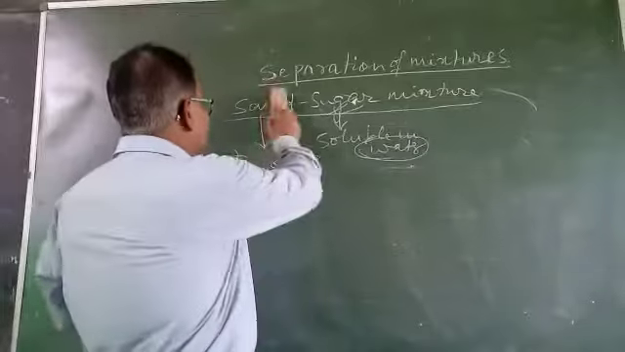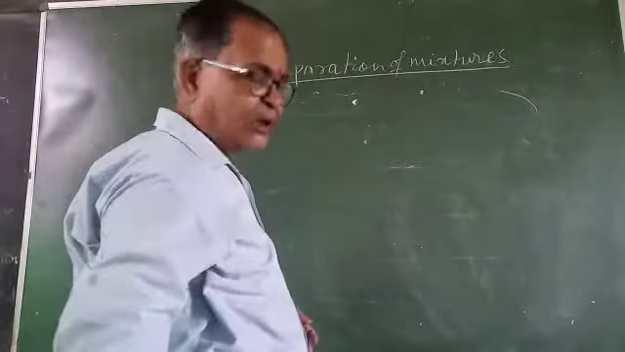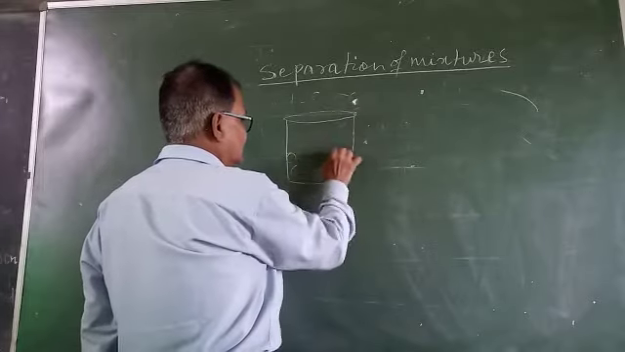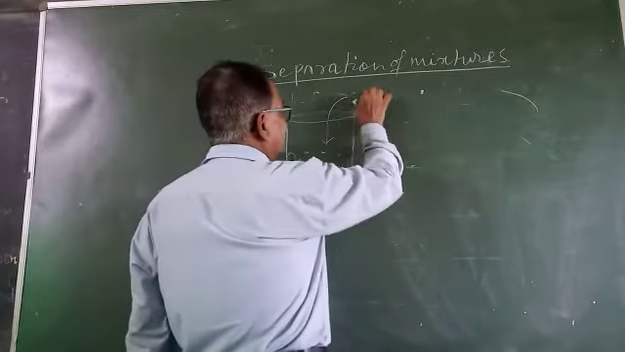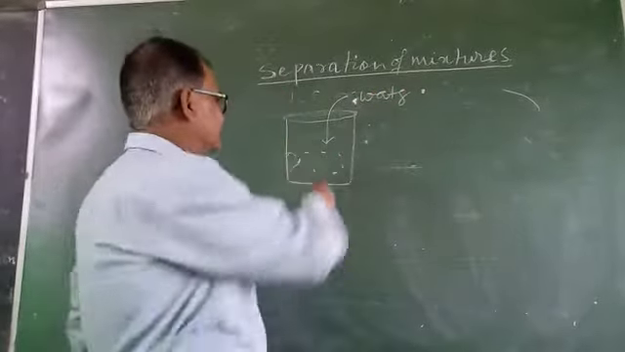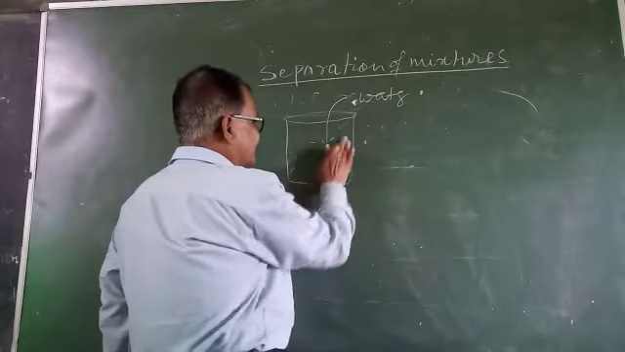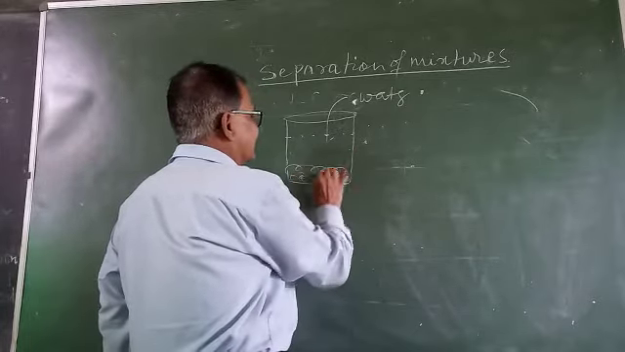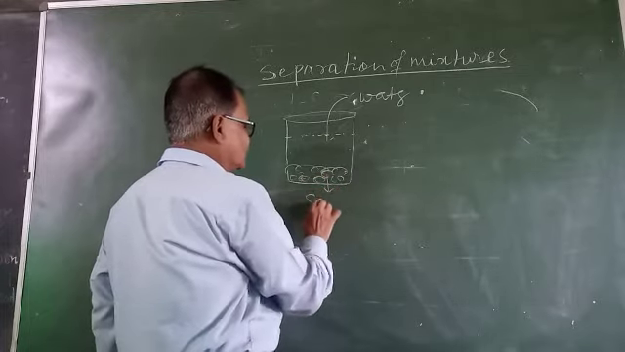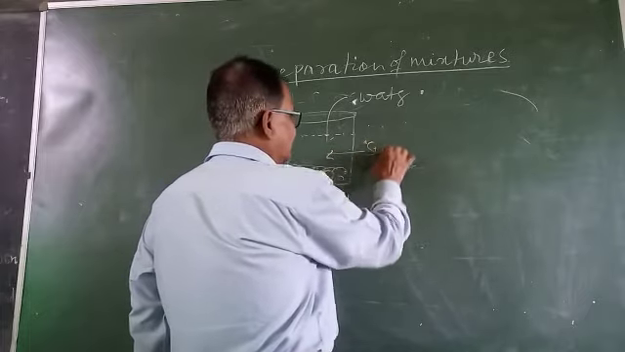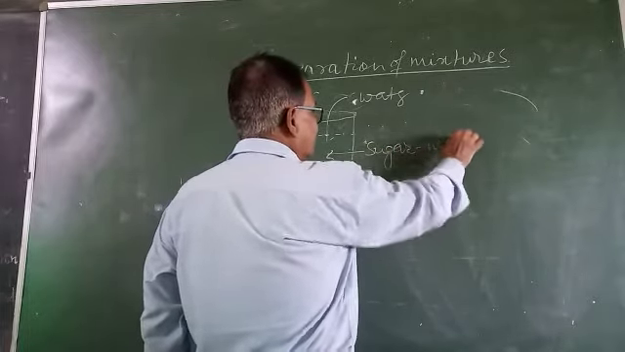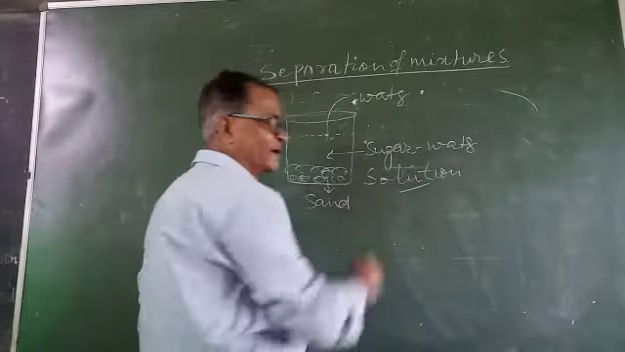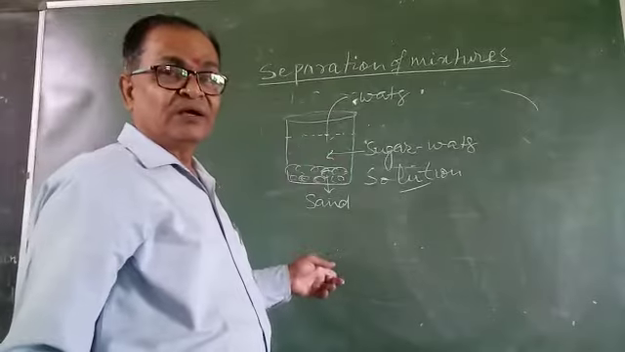Now we take the mixture in a beaker and add some water and stir it. We find that sugar gets dissolved in the water and sand remains insoluble. So we get a solution of sugar in water by dissolving the mixture in water.